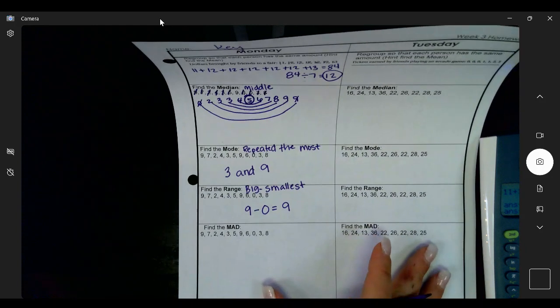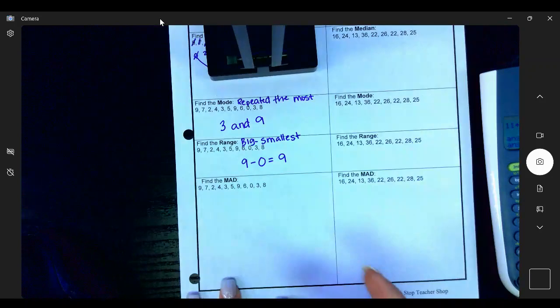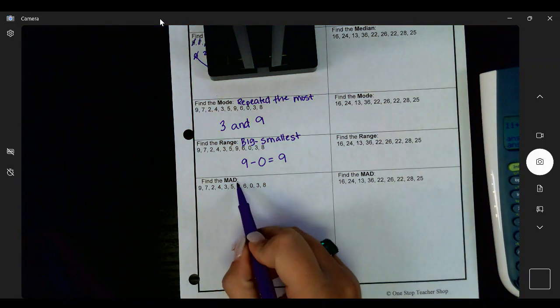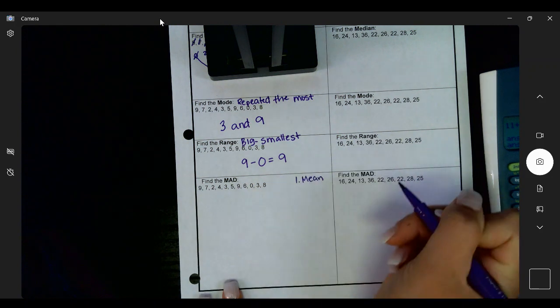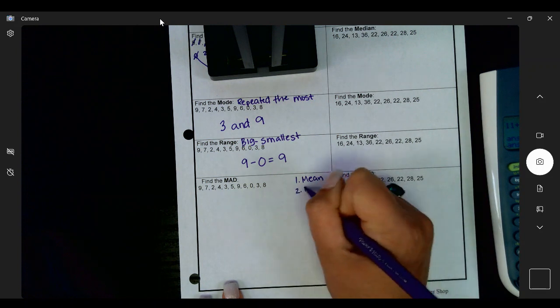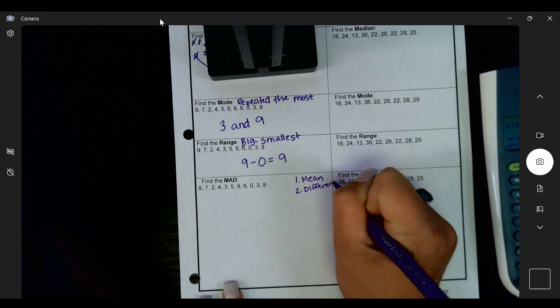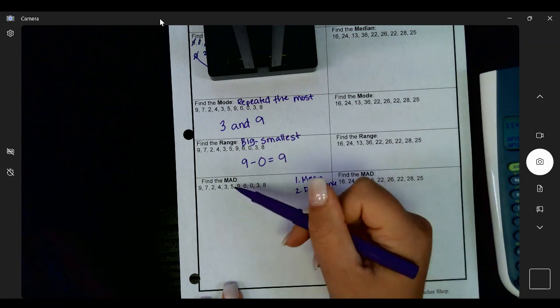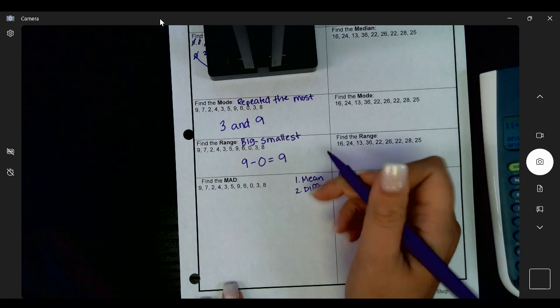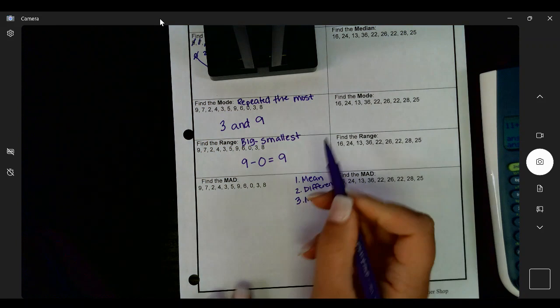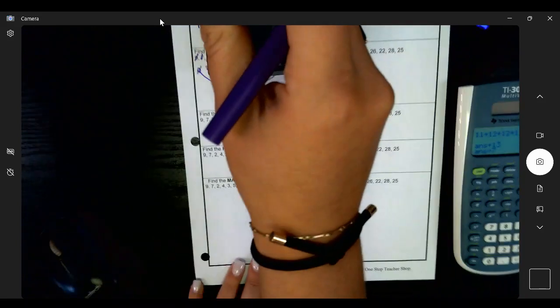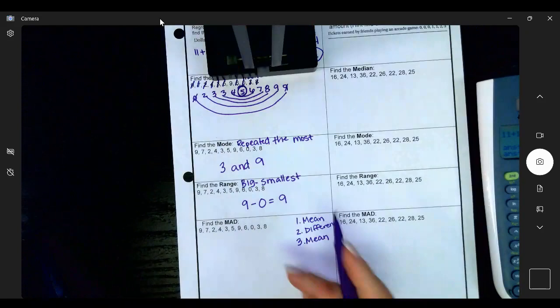Here's the one that most people keep getting confused with, and that's MAD. So if it's you or your parents are trying to help you, this is how we do MAD. MAD stands for mean absolute deviation. So our first step, remember, was to find the mean. The second step was to find the difference from the mean. So we want to figure out how far is each number from the mean, and then we find the mean of the differences. So we already know that our mean from up top, our mean was, what was it? Oh, we haven't found the mean yet, so we got to find it.